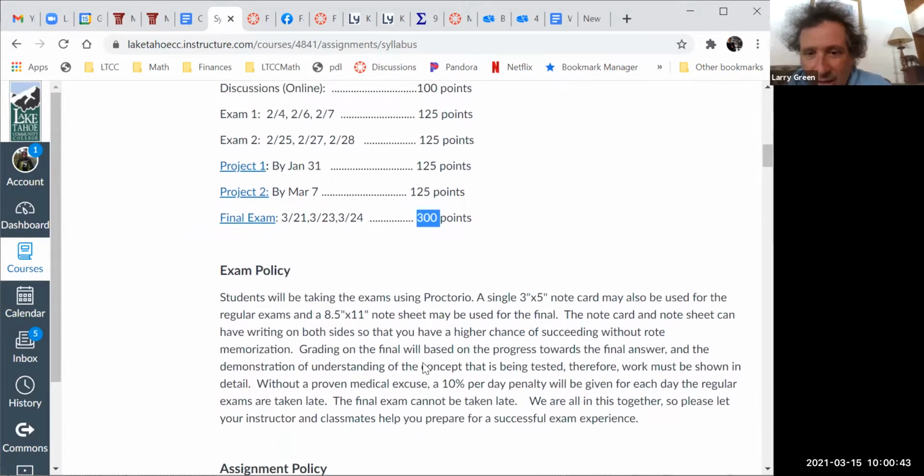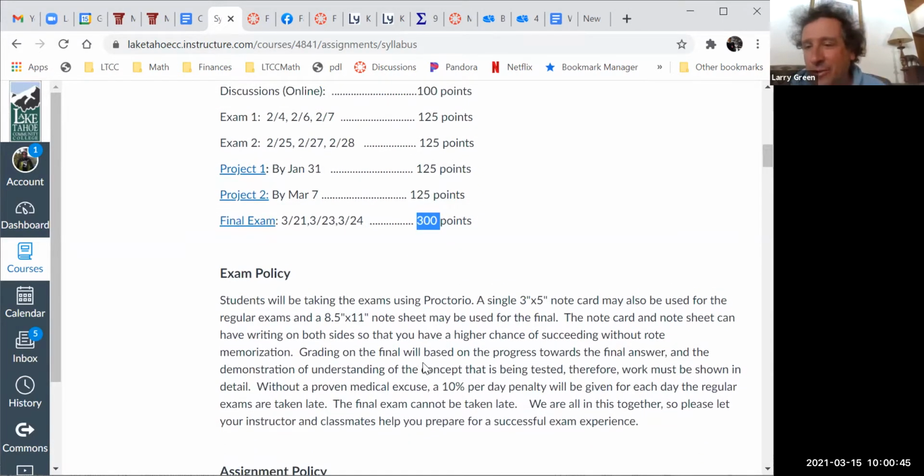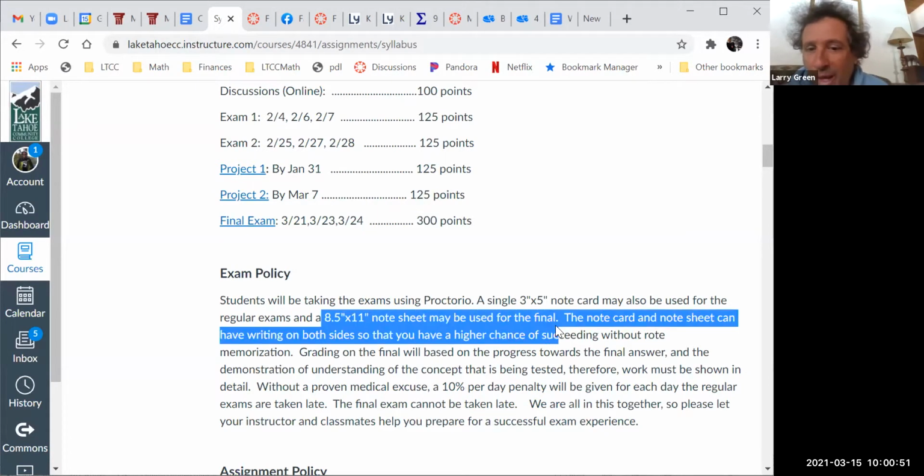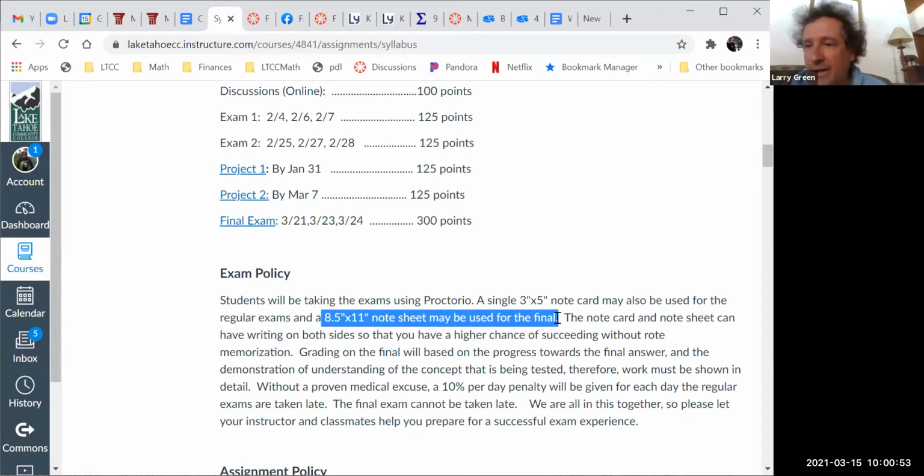Okay, now let's go to the exam policy, because there's another big difference between the regular exam and the final exam. And that is, in the final exam, you get a whole page of notes, front and back. Okay. You can fit anything.